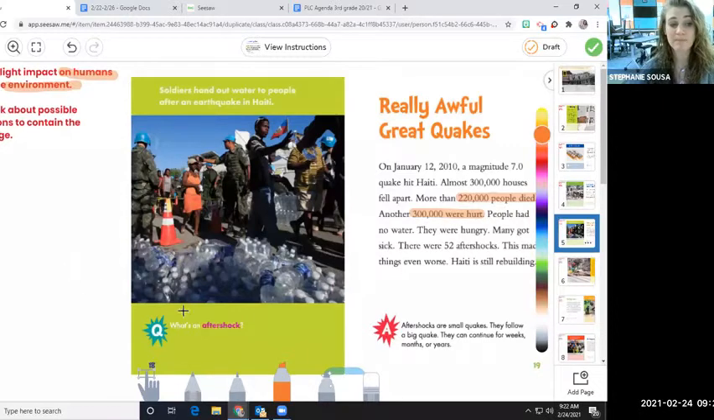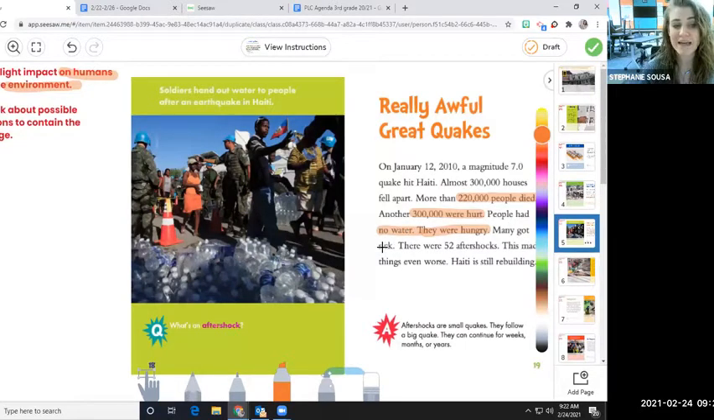Okay, let's keep reading. People had no water. That's an effect on humans. They were hungry. Why were they hungry? Farms were destroyed. Stores where you could go buy food were destroyed. Farms that had animals that we can eat were destroyed. So the food in this area was devastated as well.